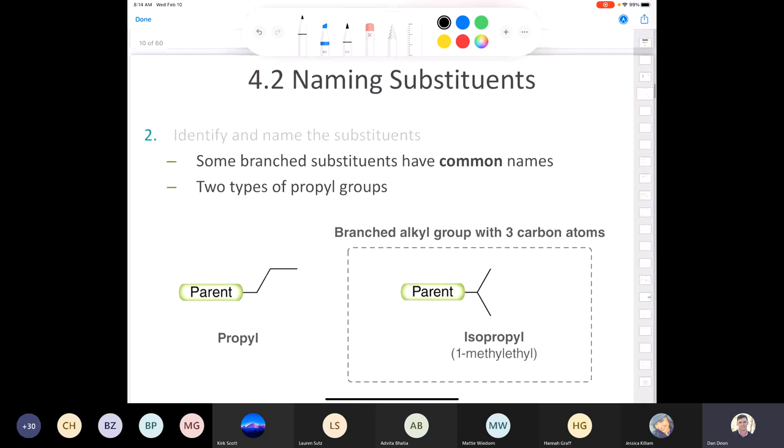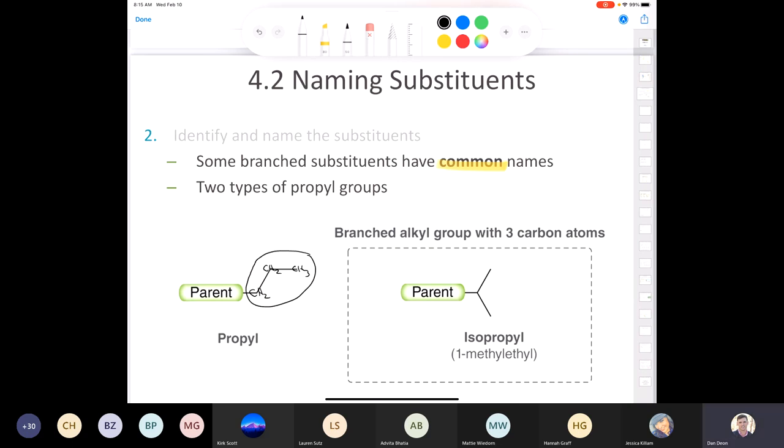Well, what kind of substituents can we have? You need to memorize some common substituents, and we're going to go over them in the next couple of slides. These are common because they show up so often in organic chemistry. They show up all the time. If we have our parent, our longest carbon chain, and it has 3 carbons coming off of this, we have a CH2, CH2, CH3. We already agreed that that would be called propyl.